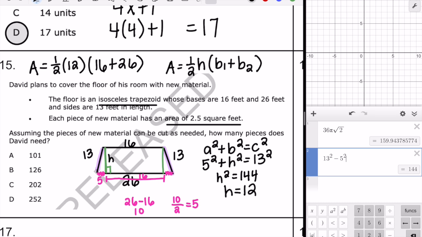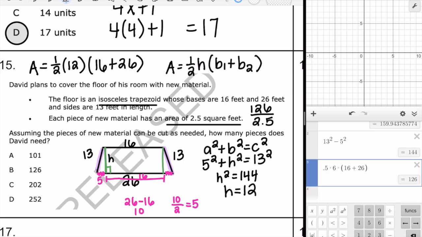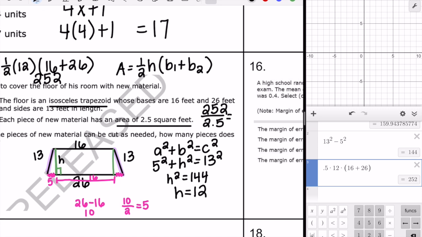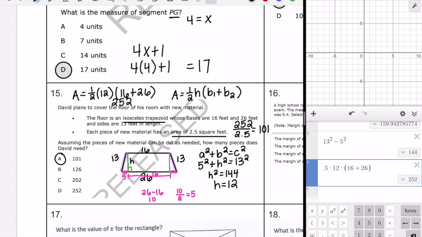All right, so I can put that all into Desmos. If I multiply that together, if I do 0.5 times 12, that means that I'm going to have 252. However, each piece is going to be cut in a square foot of 2.5. So if I divide 252 by 2.5, that means that I'm going to need 101 pieces. So my answer is A.